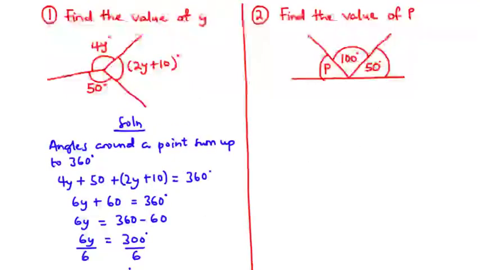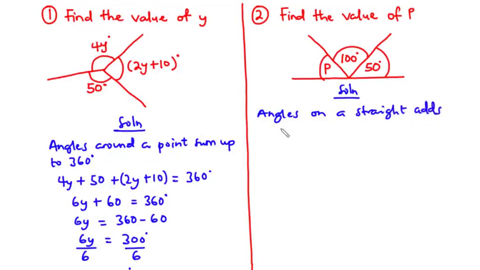Now to example 2. Here we have a straight line, and we know that angles on a straight line add up to 180 degrees. So angles on a straight line add up to 180 degrees. Therefore, we have P plus 100 plus 50 equals 180.